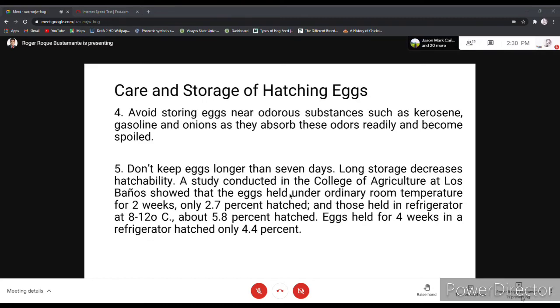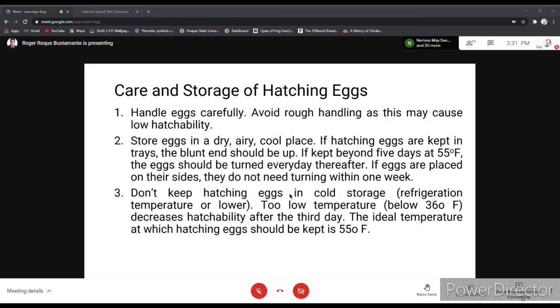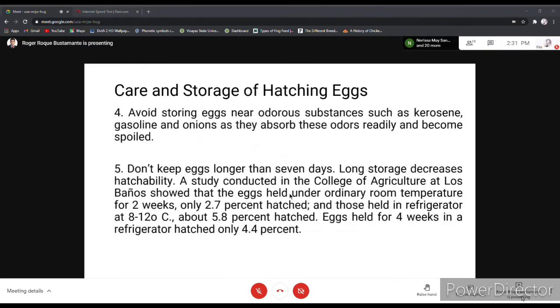And those held in refrigerator at 8 to 12 degrees Celsius, about 5.8% hatch. So mas taas ang nasa refrigerator. But you have to determine pila value aning 55 degrees Fahrenheit. So ang iyang parameter is, or ang iyang measure is degrees Celsius. So there's this difference, no?